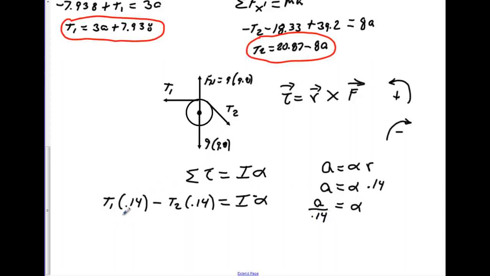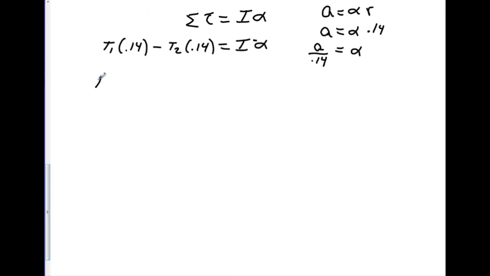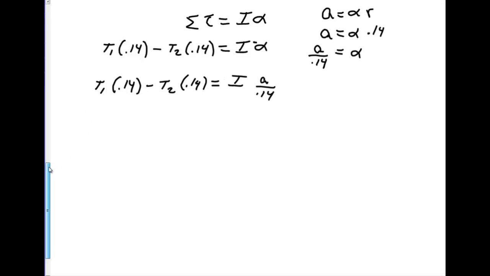Alright, so we're going to rewrite this again. Let's scroll down a little bit to give myself some more room here. So I can say that T1 times 0.14 minus T2 times 0.14 is equal to I times acceleration over 0.14.